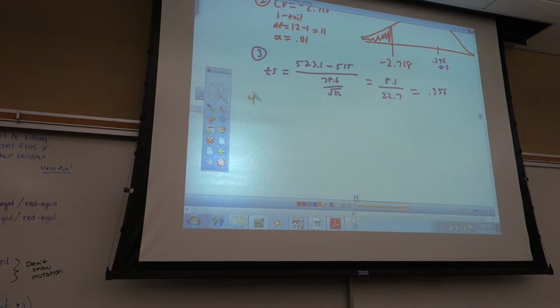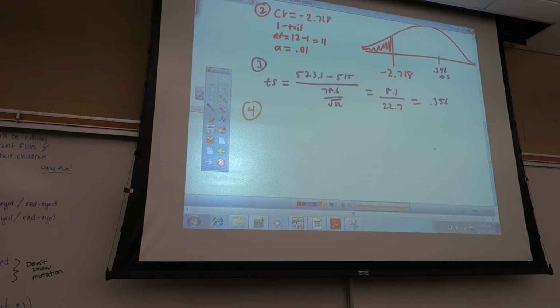That means that am I going to reject or not reject? No. Yep. Do not reject. It's not in the rejection region over here. It's not unusual. Quite usual. Do not reject H naught.